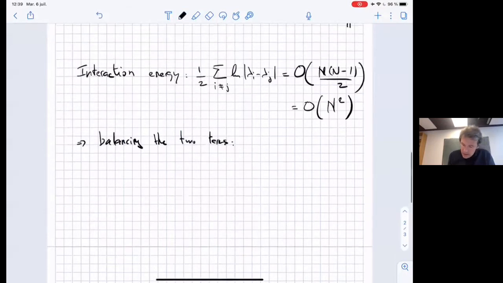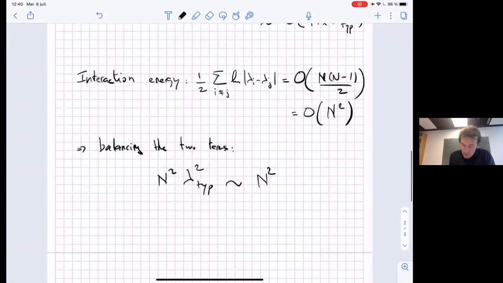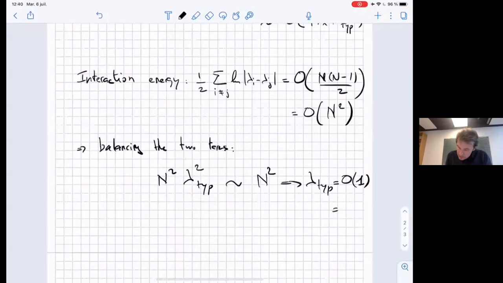well, what do I get? I get that I have on the one side n squared times lambda typical squared, and this is roughly equal to lambda squared. They need to be of the same order. Otherwise, there is no competition and there is no interesting physics there. And therefore, this tells you that lambda typical is of order one. Okay? Order one means, in this case, what I have in mind is that this is just of order n to the power zero, right? Okay.